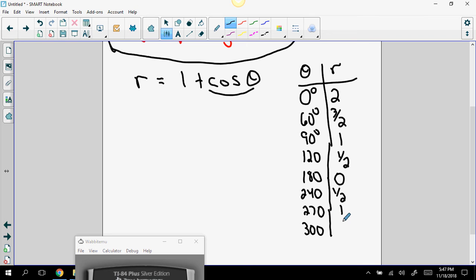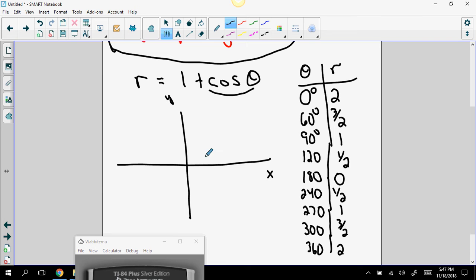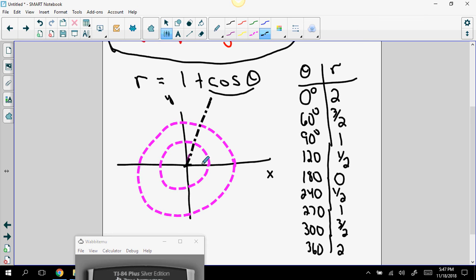It's positive again, so you get 3/2. And then at 360, you get 2. Now you're in the XY plane. We can draw these little circles: here's a circle of radius 1, here's a circle of radius 2. And we can draw our angles, let's do them dashed: 0 degrees, 60 degrees, 90 degrees, 120 degrees, 180 degrees, 240 degrees, 300 degrees.